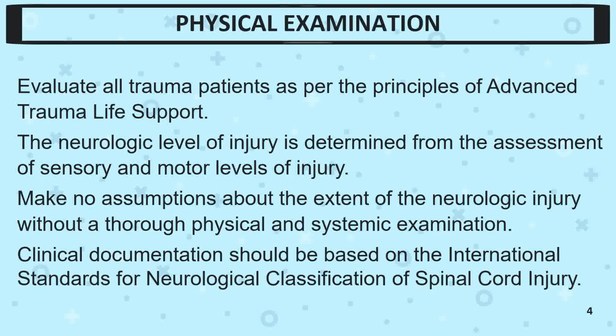Evaluate all trauma patients according to the principles of advanced trauma life support without considering whether a spine injury is suspected or confirmed. The spinal level of injury is determined from the assessment of sensory and motor levels of injury. Make no assumptions about the extent of the neurological injury in the presence of a depressed level of consciousness, extremity or pelvic fractures, burns or other injuries such as to the brachial plexus that may affect the results of sensory or motor deficit evaluation.